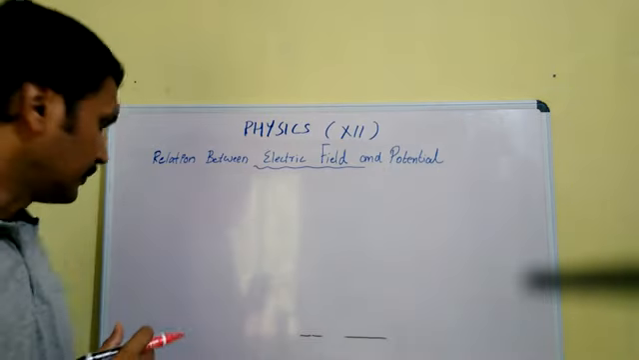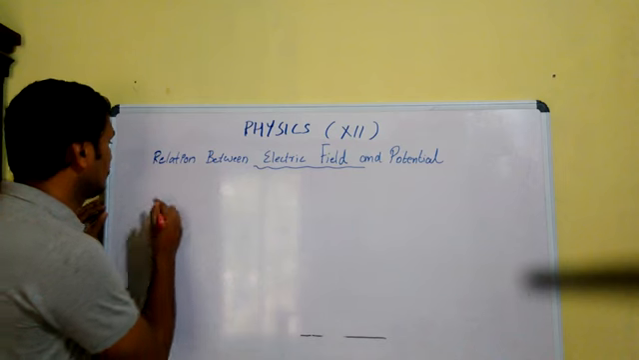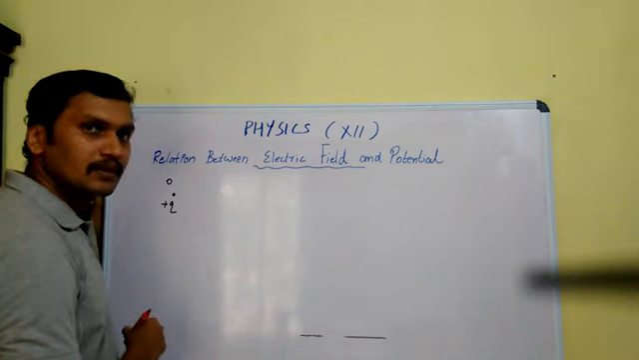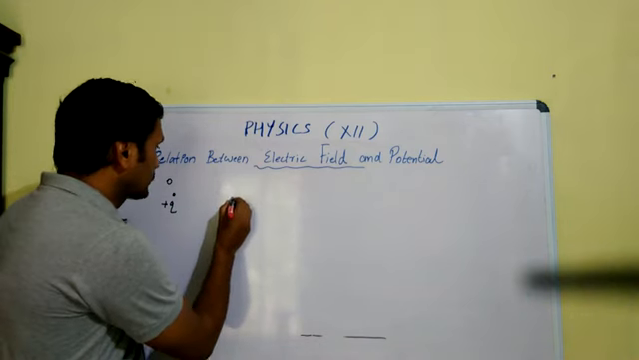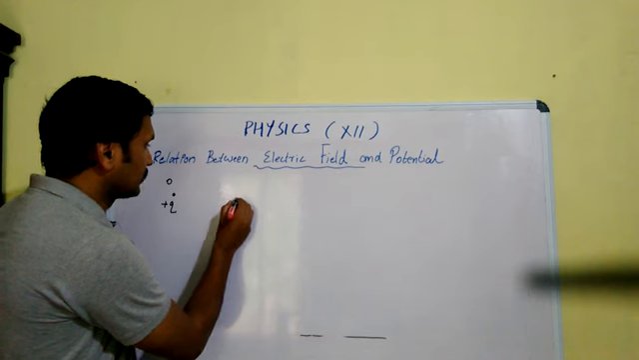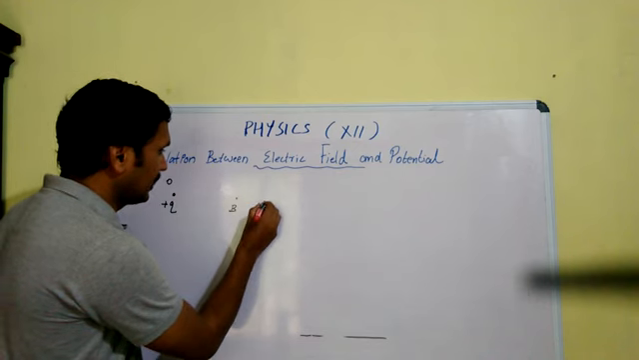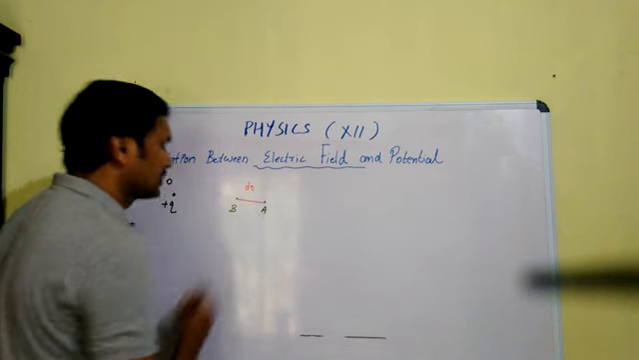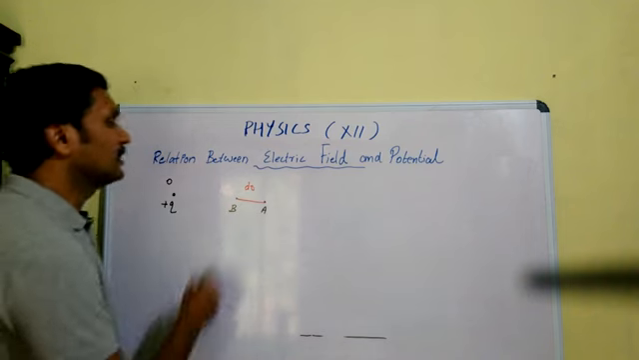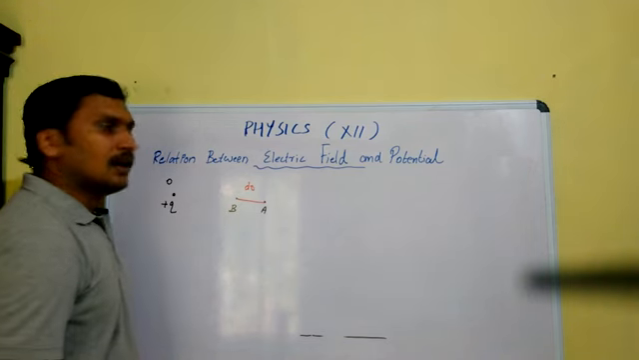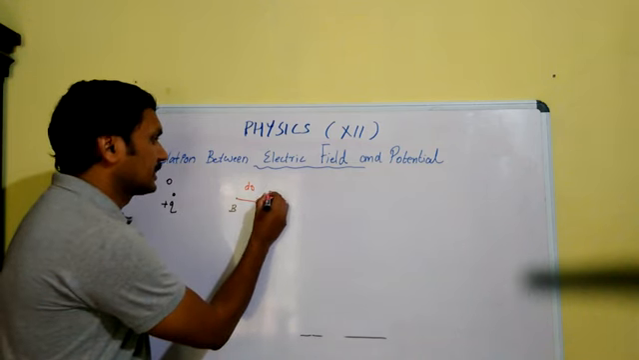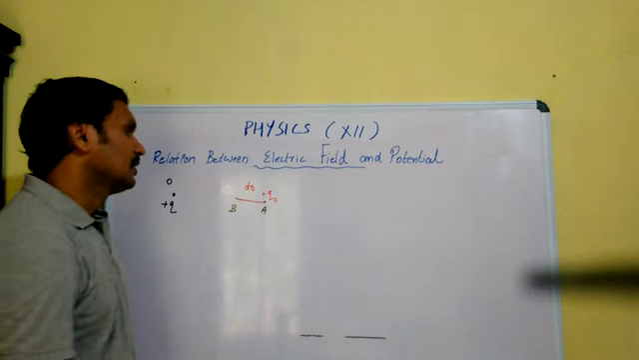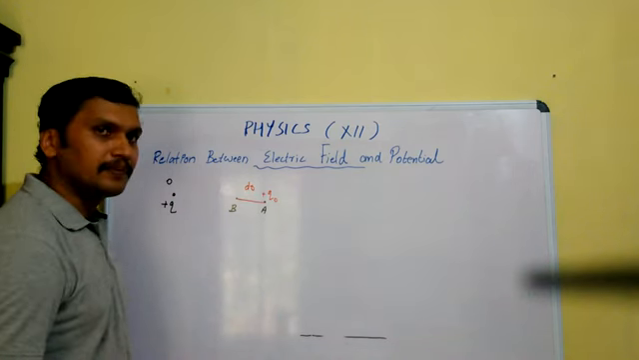For that, here we have a point charge. Suppose we are placing a point charge plus Q at the point O. In the electric field of this charge, we have two points B and A, which are separated by a very small distance dr. The distance between A and B is dr. And we are placing a small test charge plus Q at point A.